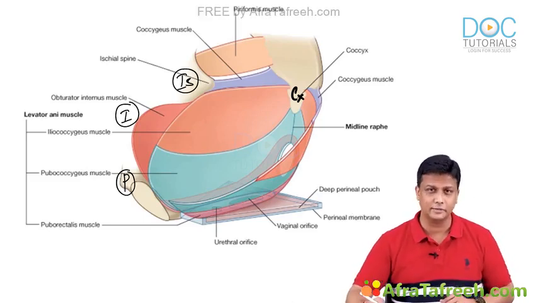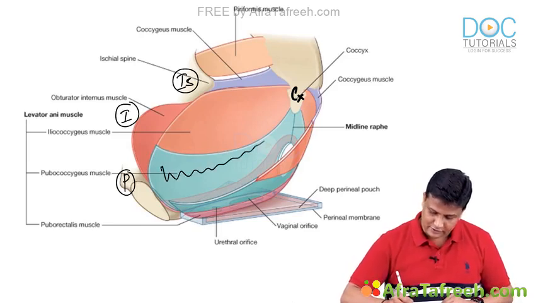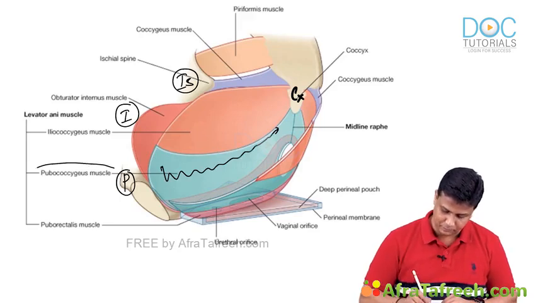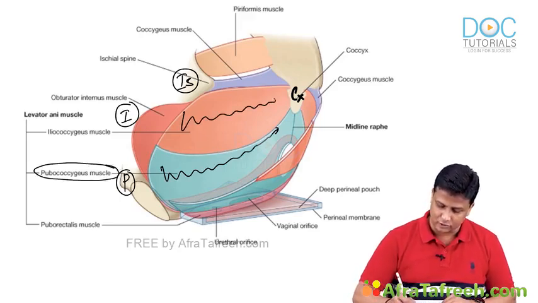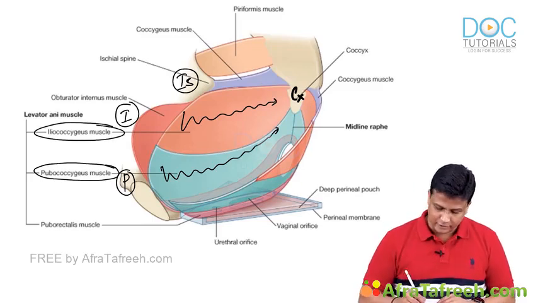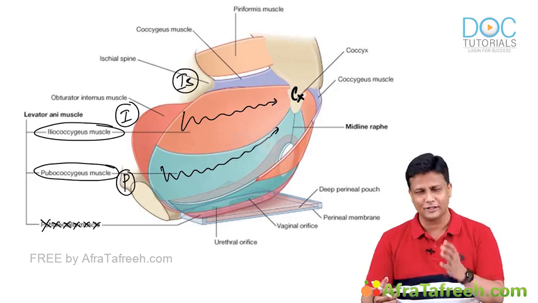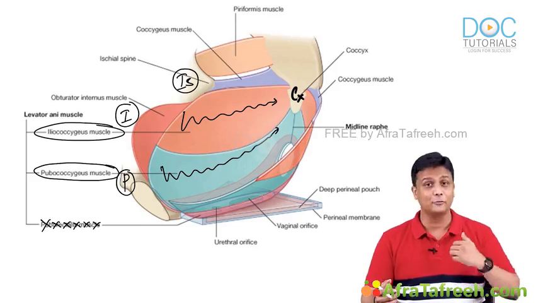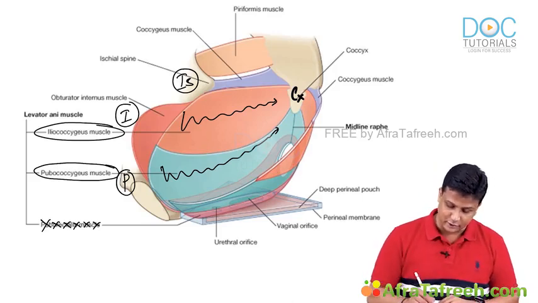Just for the sake of remembering, I'm telling you, remember like this. So from the pubis towards the coccyx, that is pubococcygeus. Perfect. And then from the ilium towards the coccyx, that is iliococcygeus. Perfect. Okay. And don't get worried about this puborectalis, guys. I'll tell you about that. Like what is the importance regarding that, I'll tell you within few minutes. Now concentrate on pubococcygeus and iliococcygeus. These two muscles together, they are going to form levator ani. That is the number one.